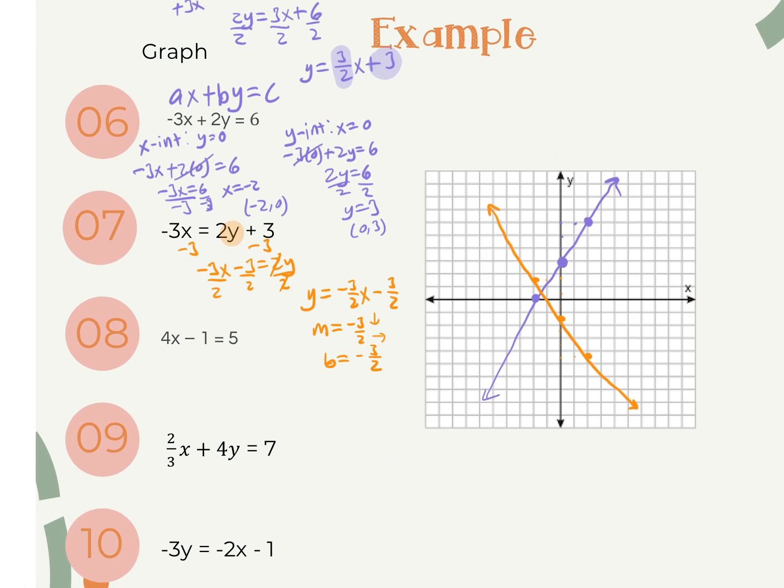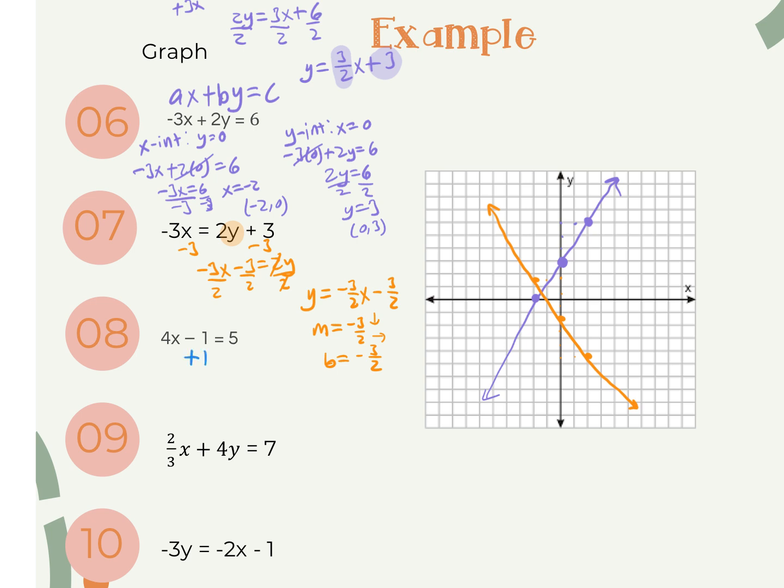Let's look at number 8. Number 8, we have just an x. If you just see one variable, either x or y, you're either going to have a horizontal or a vertical line. If you have an x equals this one, we should expect a vertical line.